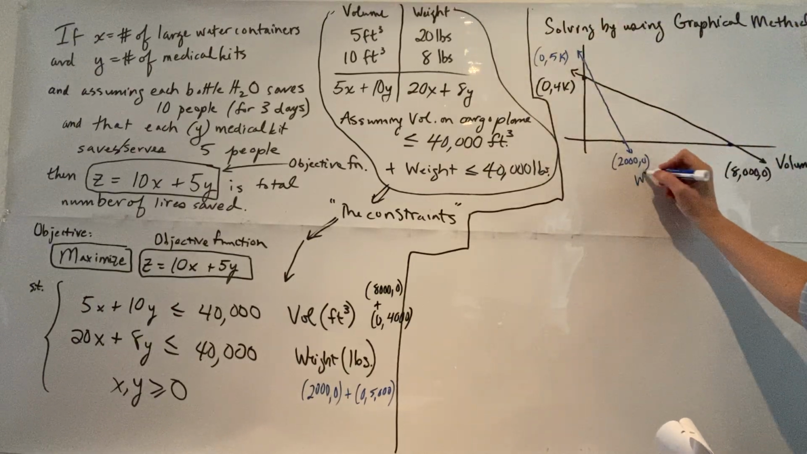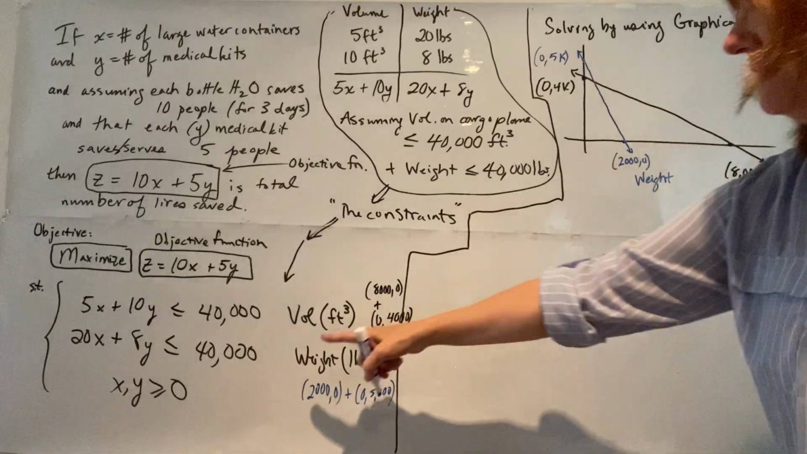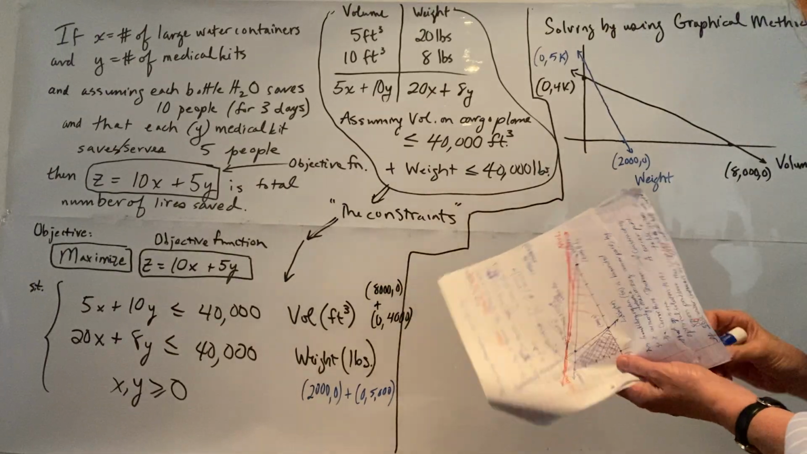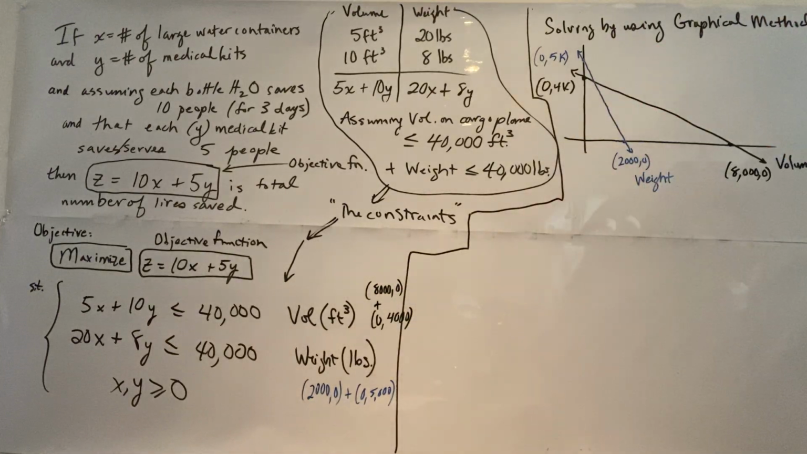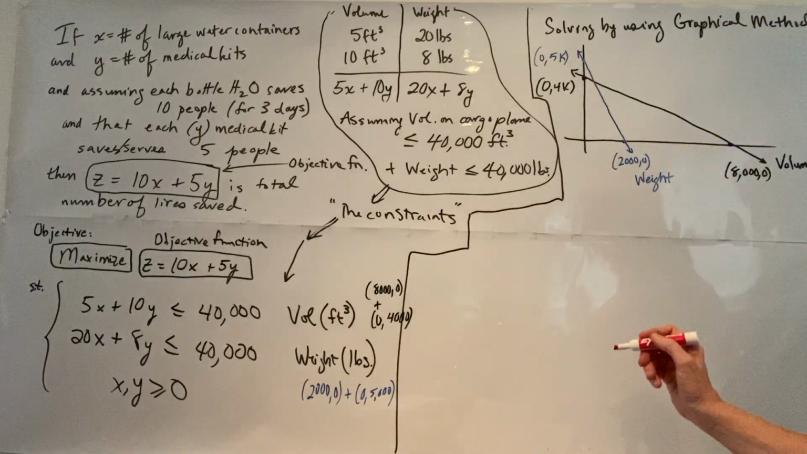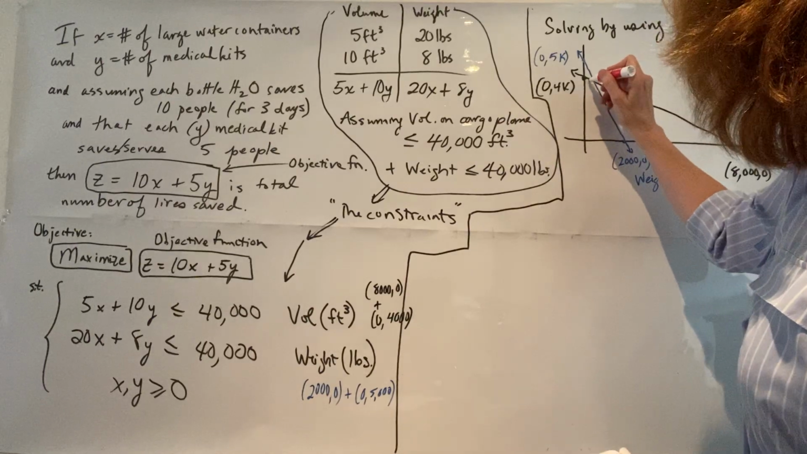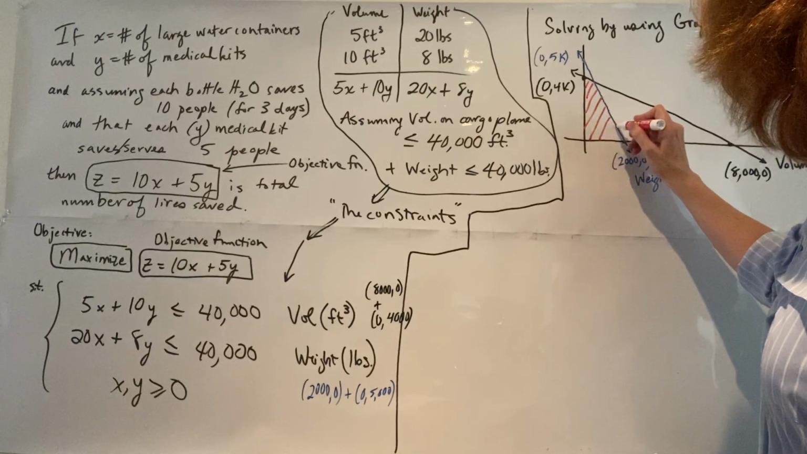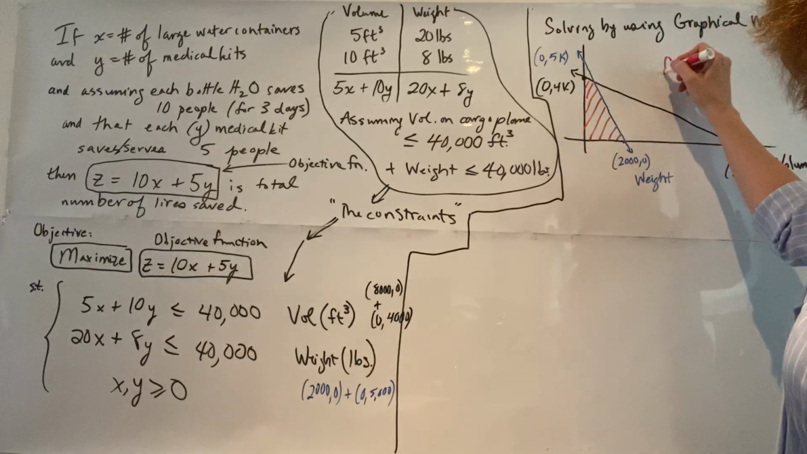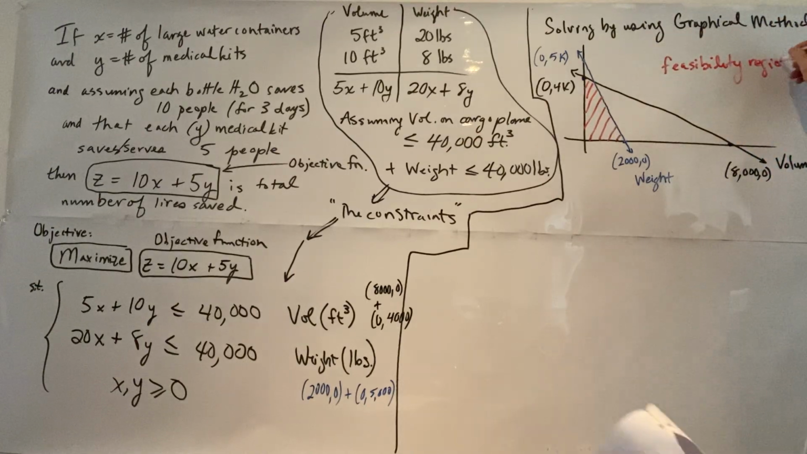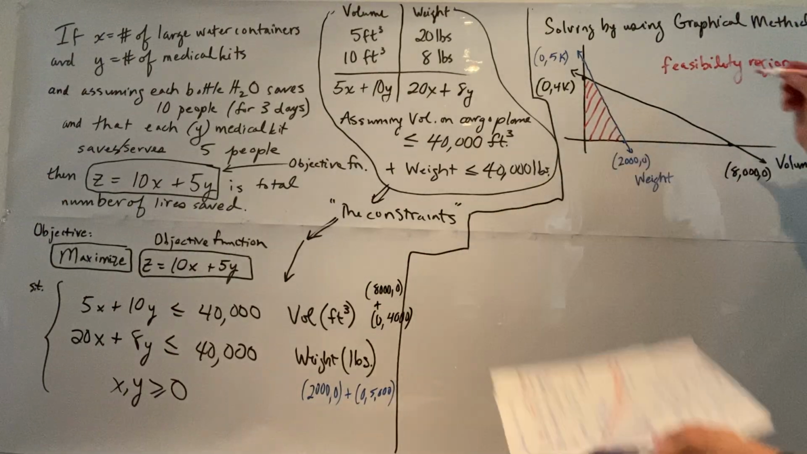So that's weight. But again, this is a half plane, everything below that blue line. All right, so what's below both the blue line and the black line? It's the red region, the feasibility region. And so that's going to be in here. So lo and behold, we're looking at this feasibility region.